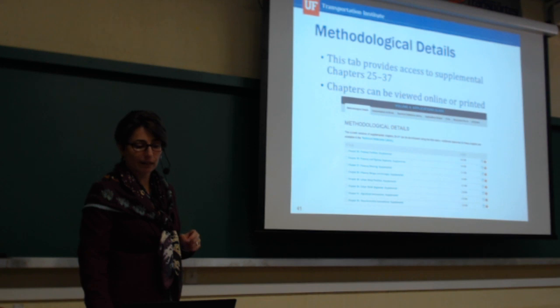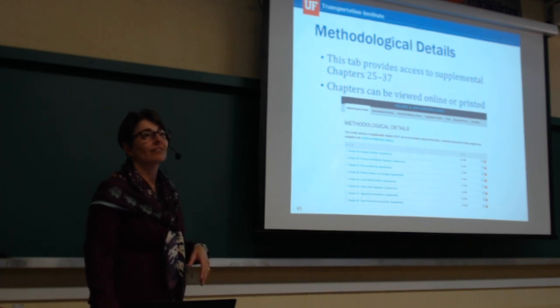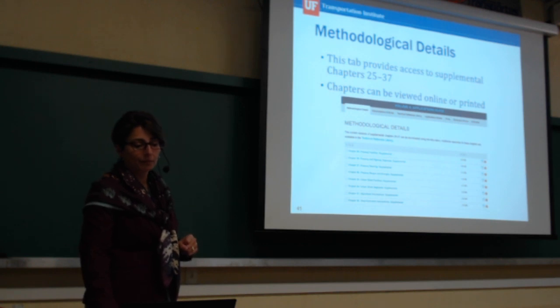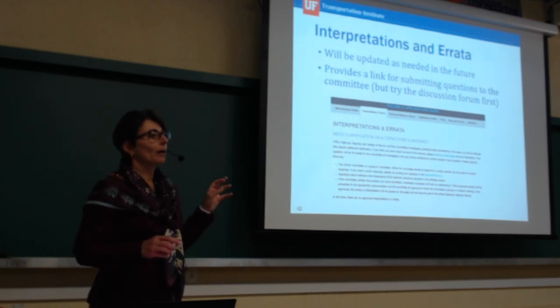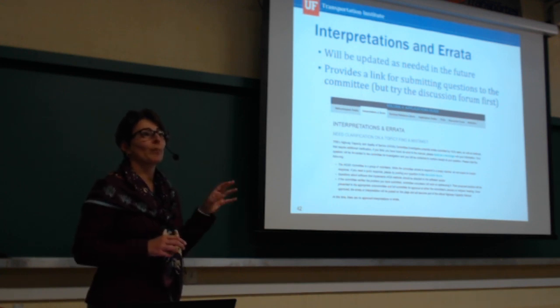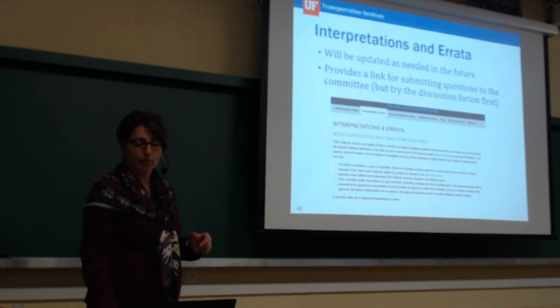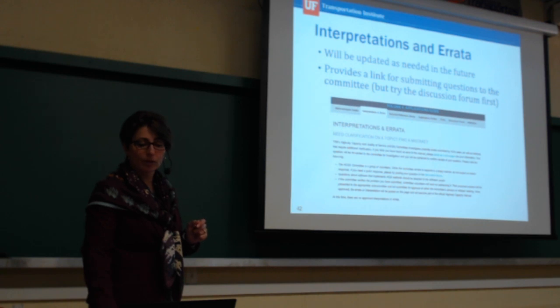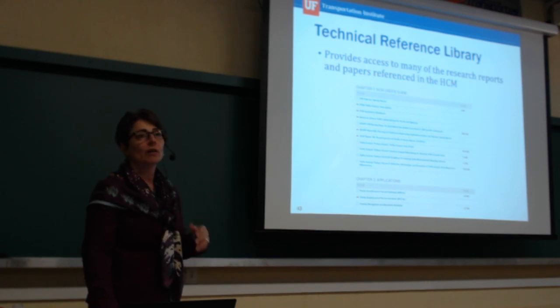And it has background on the different methods and research projects that resulted in the development of the HCM. You can find information on existing errata. Errata are typos and problems with methods that have been identified, and updates to the HCM. All that information is provided here. There's also the technical reference library, which has reports that have led to the development of the HCM. Everything is available there.